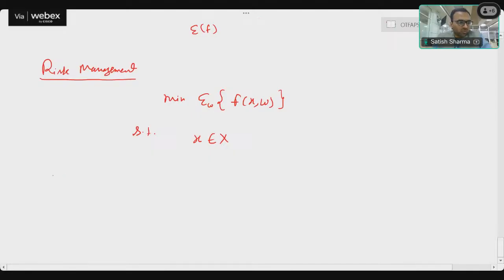Now, let's say we can calculate or quantify the risk value. Let's say the risk can be quantified, and that value over all scenarios, the risk value of this objective function, is given by some risk function.